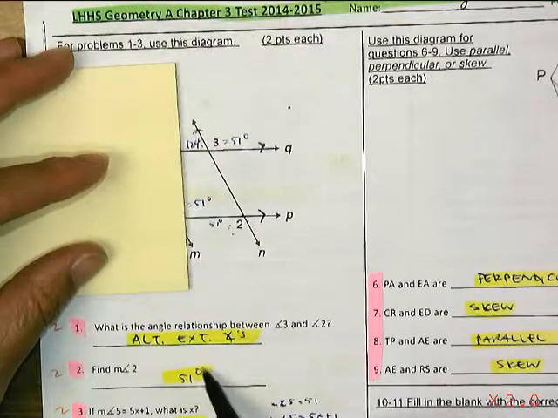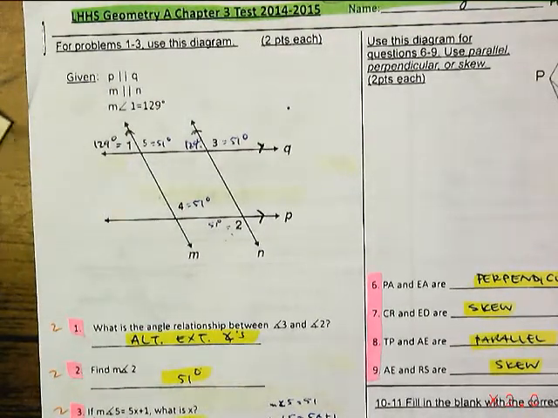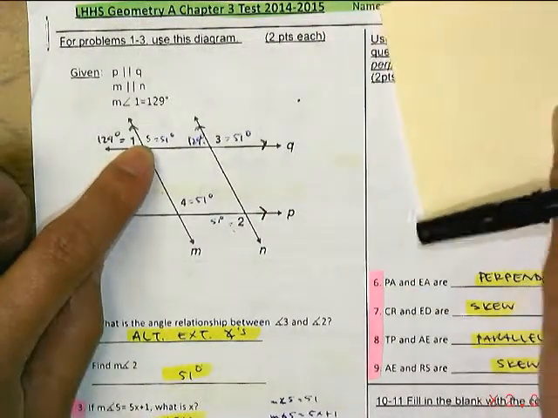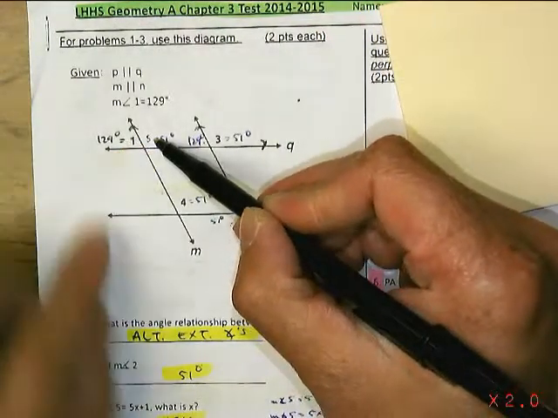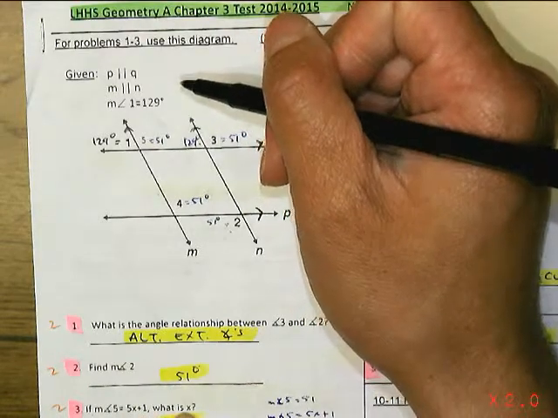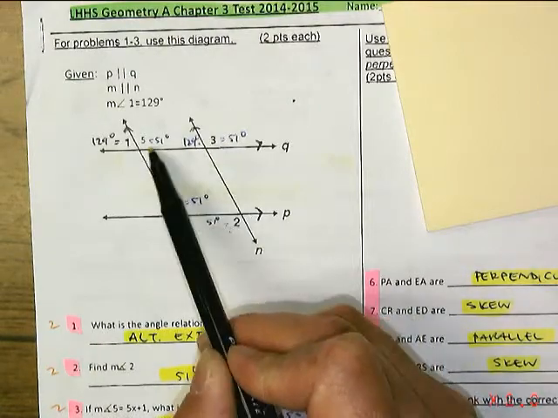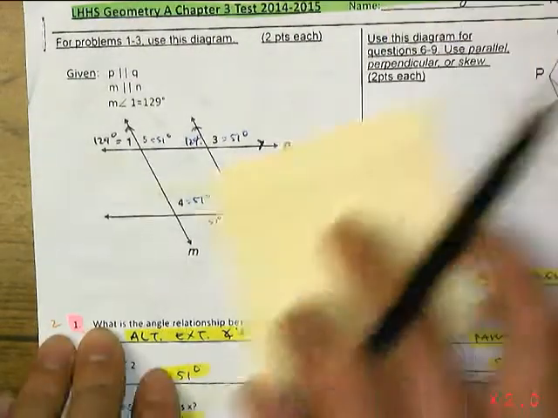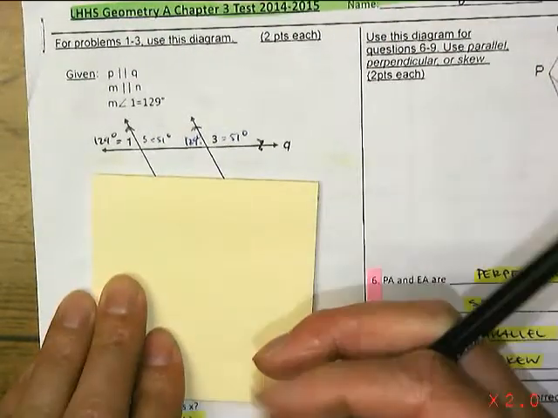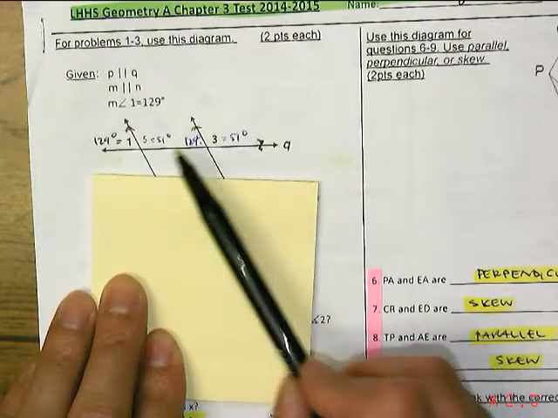congruent. If the measure of angle 5 is equal to 5x plus 1, I'm going to find the value of x. If they're telling me this is 5x plus 1, what is x? Well, notice between angles 3 and 5, if you cover up this picture, you have one on the interior, one on the exterior, and in the same position. Those are called corresponding angles.